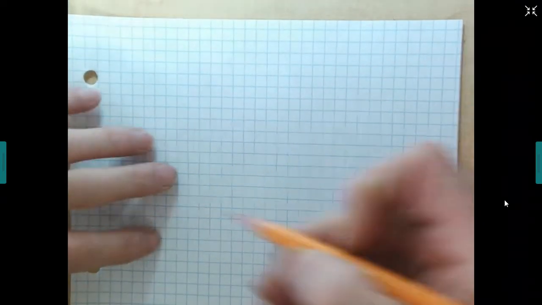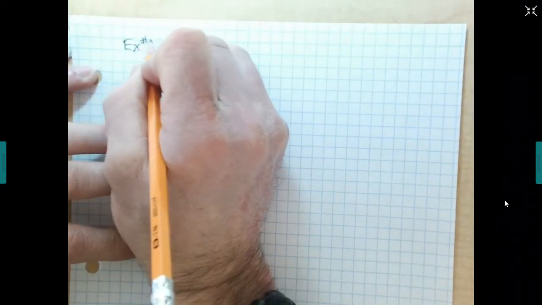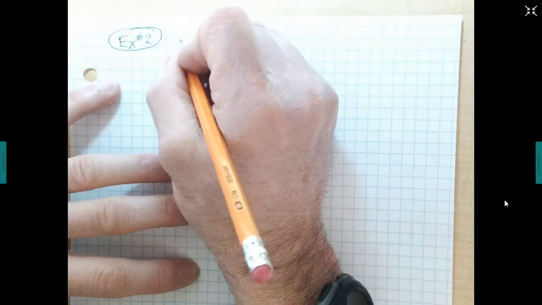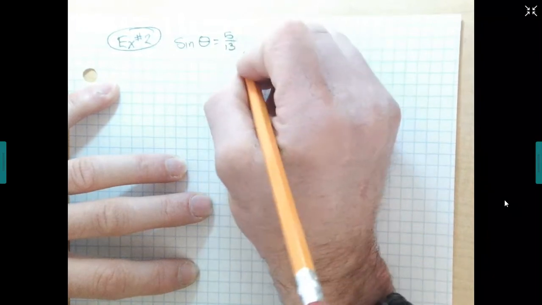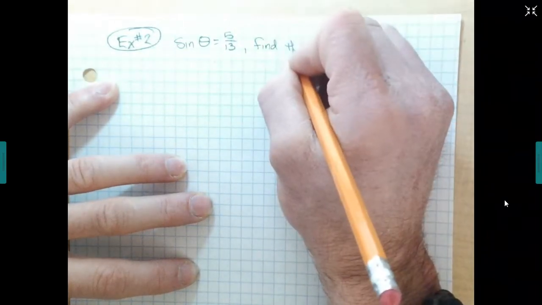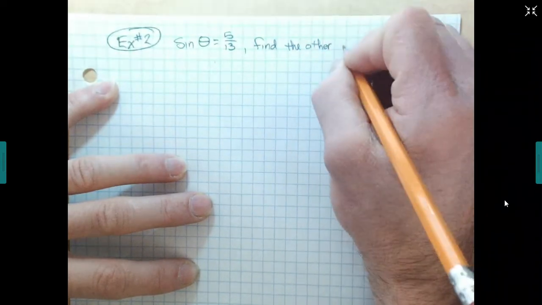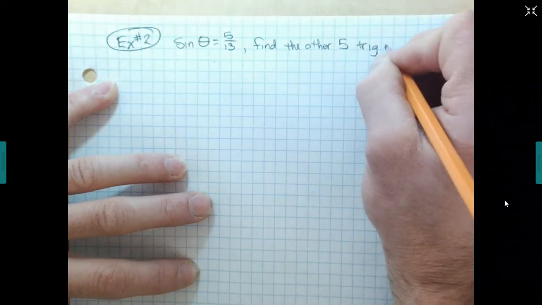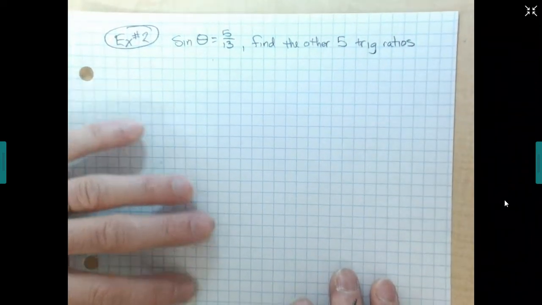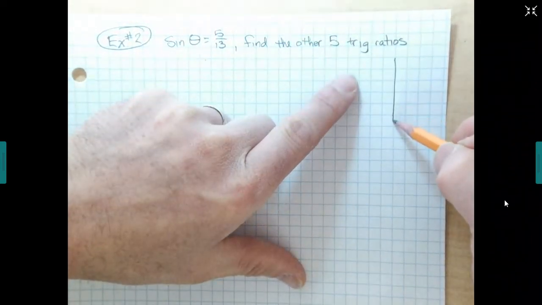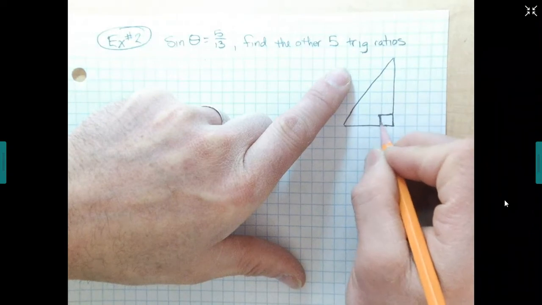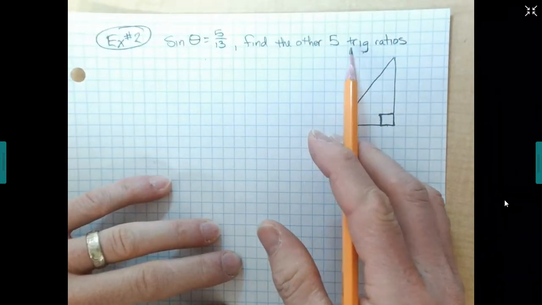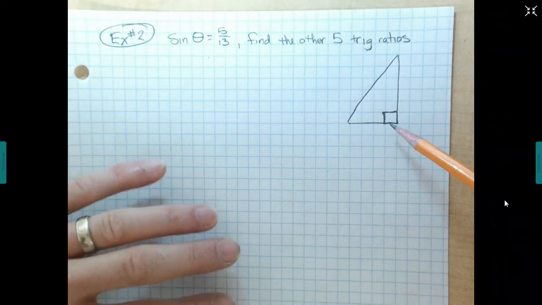Example number 2. Sine of theta is 5 over 13. Find the other 5 trig ratios. So I'm just going to draw my triangle. I don't know exactly what it looks like. The only thing I do know is that it has to be a right triangle. It has to have a right angle, because these trig ratios only work with right triangles.